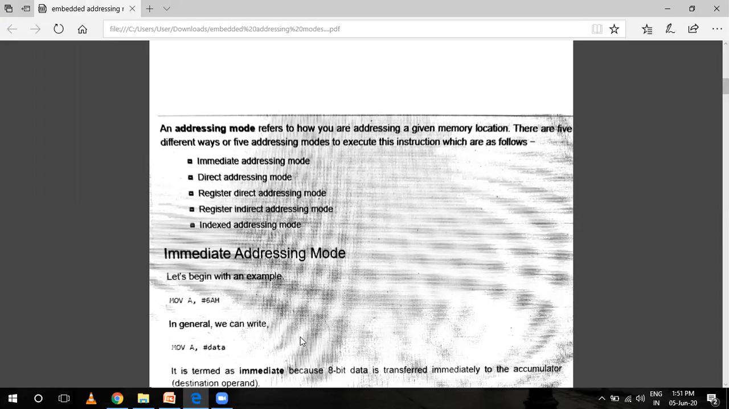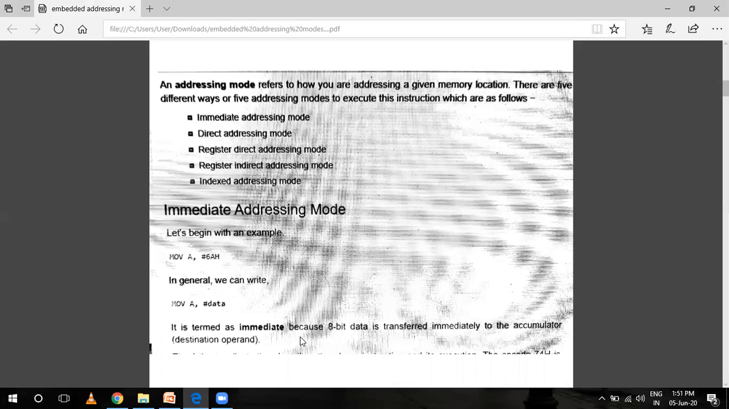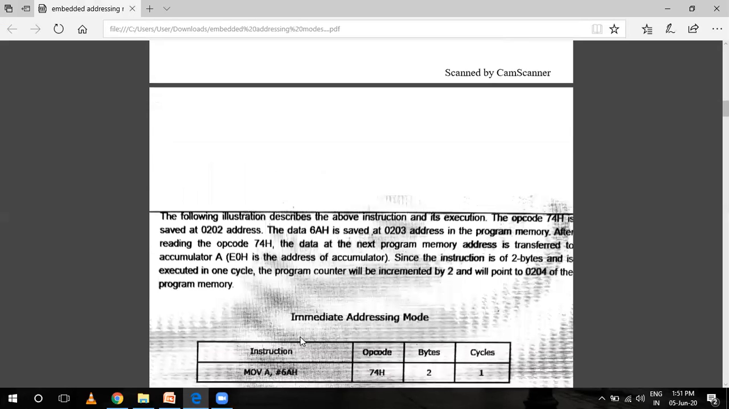Let's just say suppose MOV A, #6AH is given. So in immediate addressing mode, the 8-bit data is transferred immediately to the accumulator, MOV A, #6AH. This is an immediate addressing mode. The following example shows the above instruction and its execution.